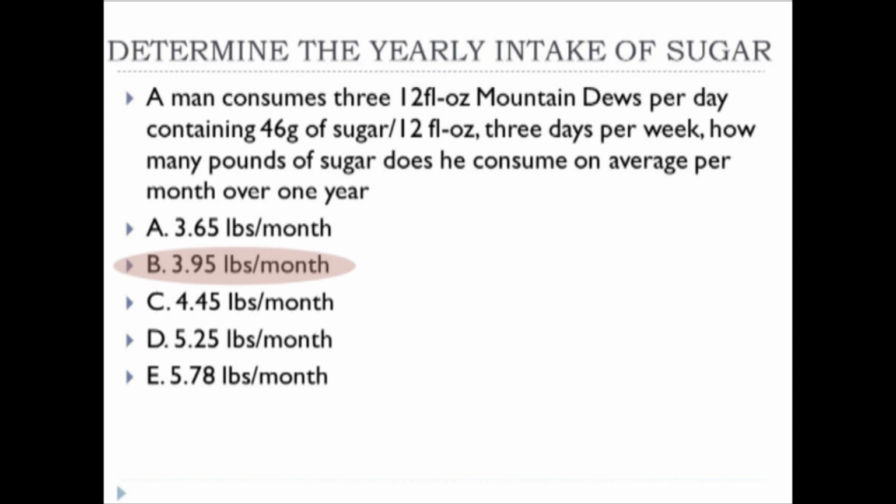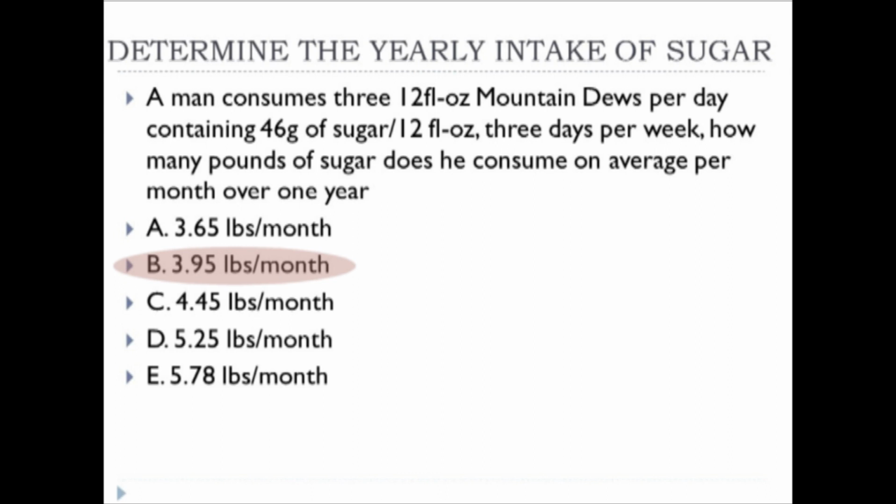So 138. He consumes that 3 days a week. So let's multiply that by 3. And what we get is 414 grams per week. We know there are 52 weeks in a year. There are not 4 weeks in a month. That is actually incorrect. So the only certifiable way to approach this is to recognize for certain that there are 52 weeks in a year.